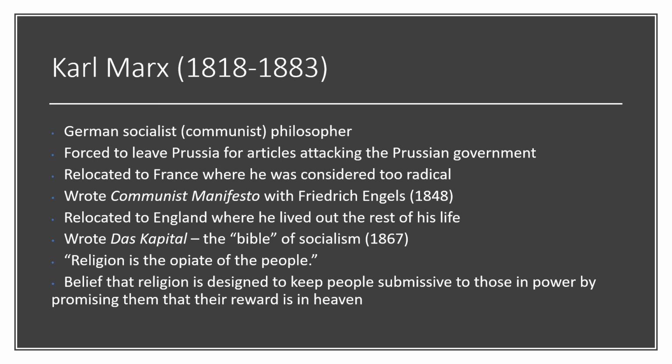Karl Marx, who lived from 1818 to 1883, was a German socialist, basically what we would think of as communism. He was forced to leave Prussia for articles that criticized the Prussian government. He relocated to France, but he was thought to be too radical. Karl Marx helped write the Communist Manifesto with Friedrich Engels in 1848. The Communist Manifesto is all about the proletariat, the worker, and the violent revolution to create a perfect worker paradise and to overthrow the aristocracy and the factory owners.